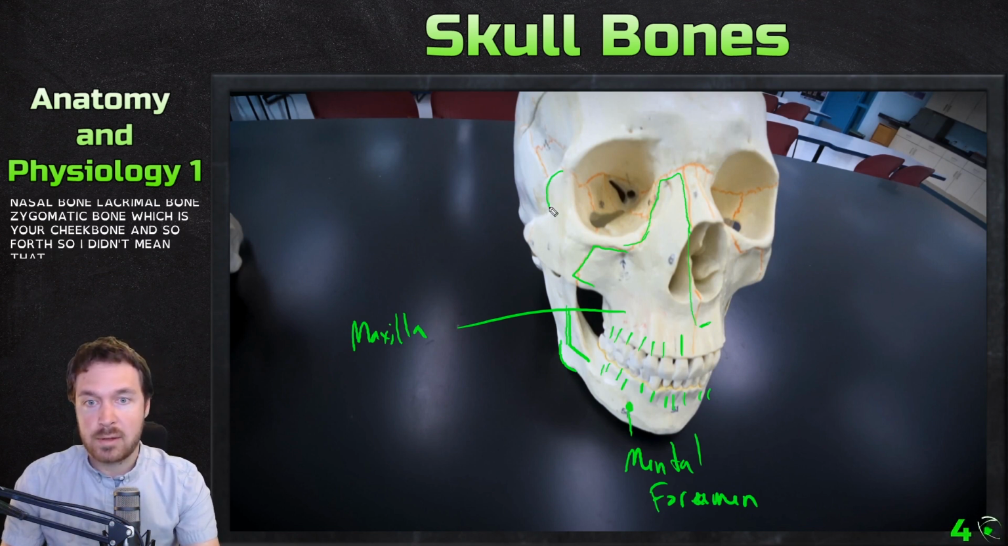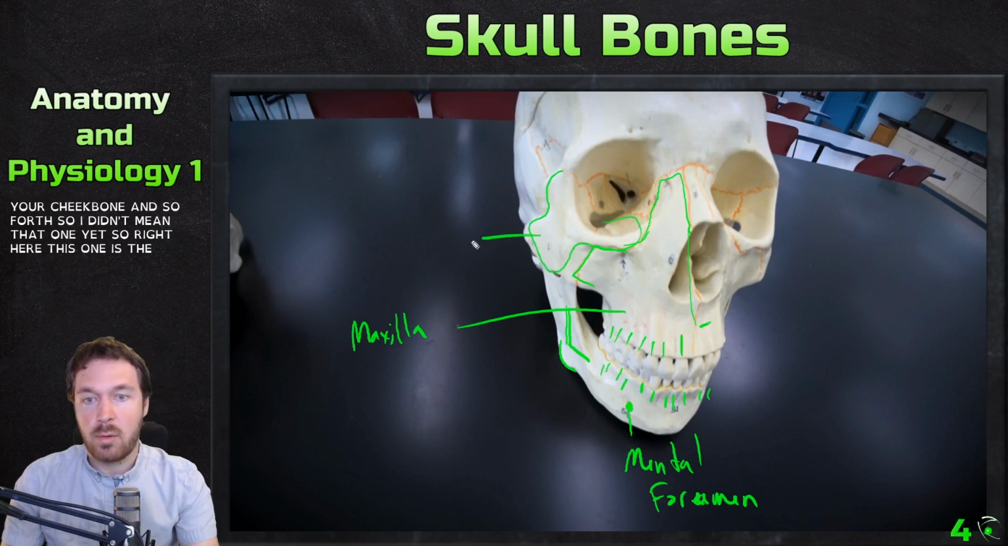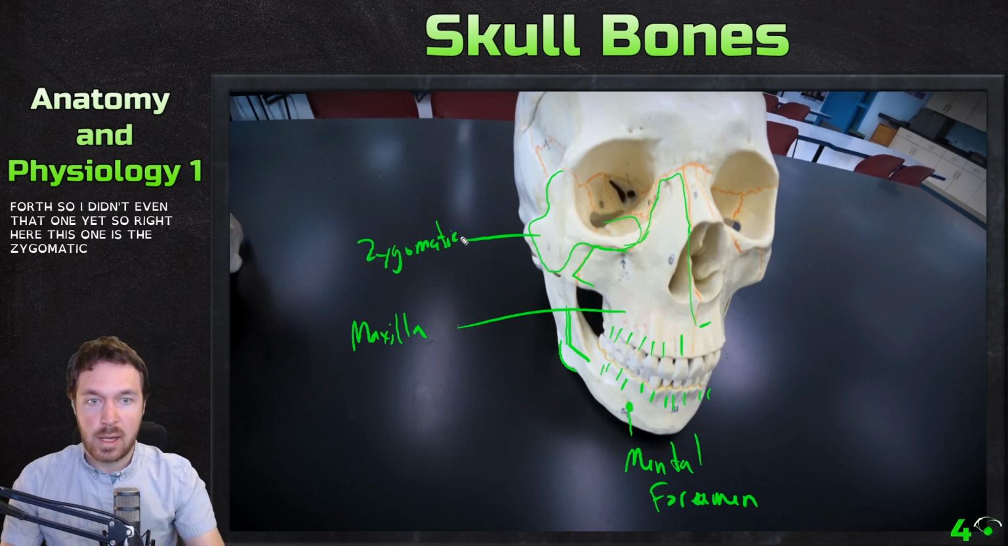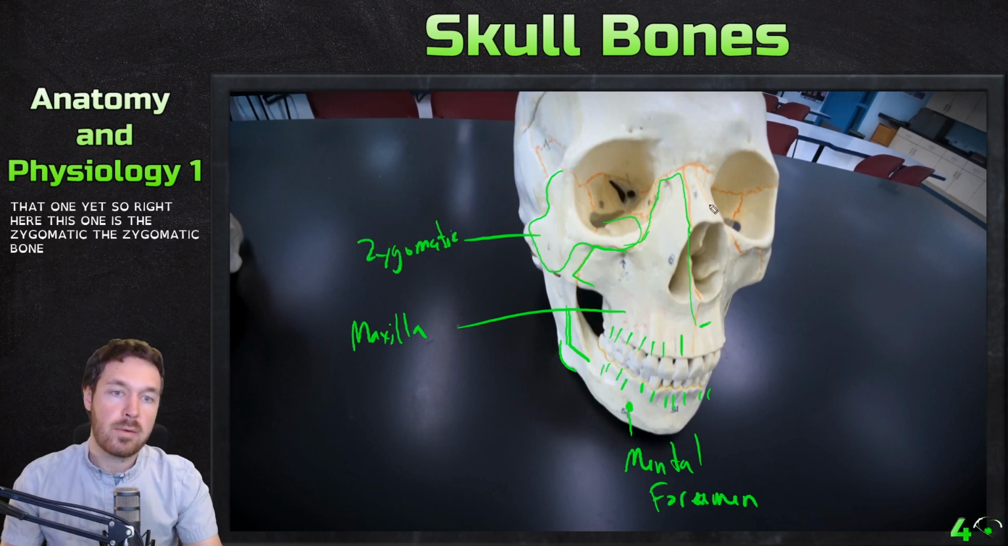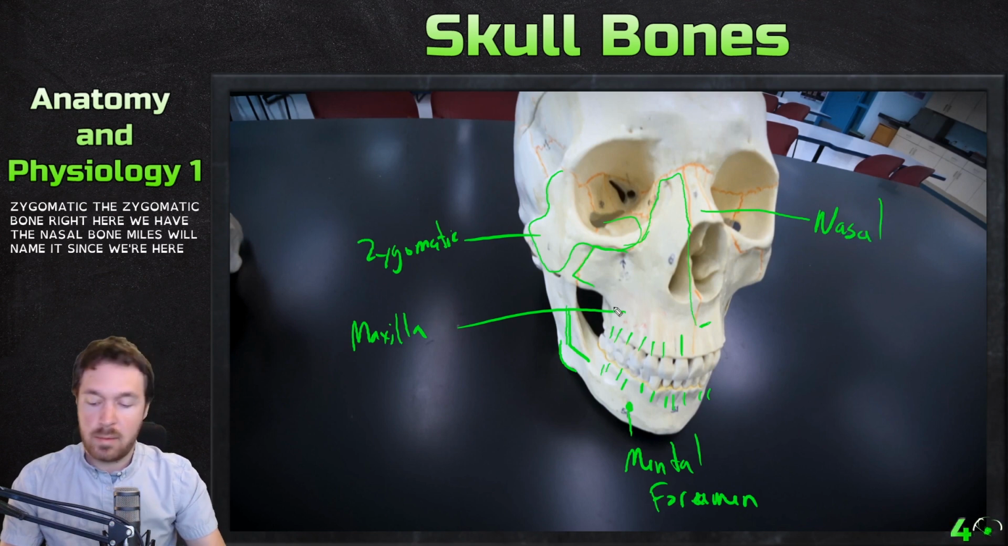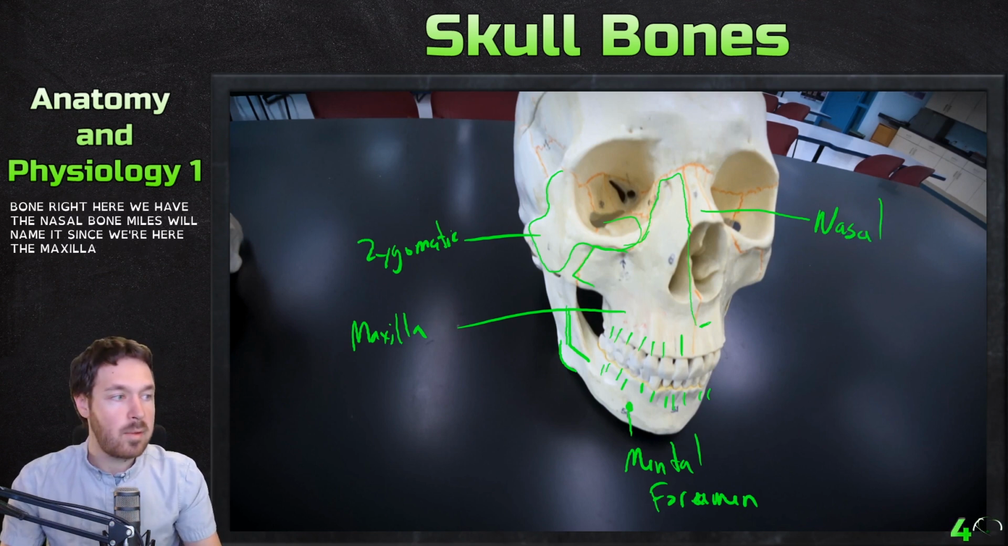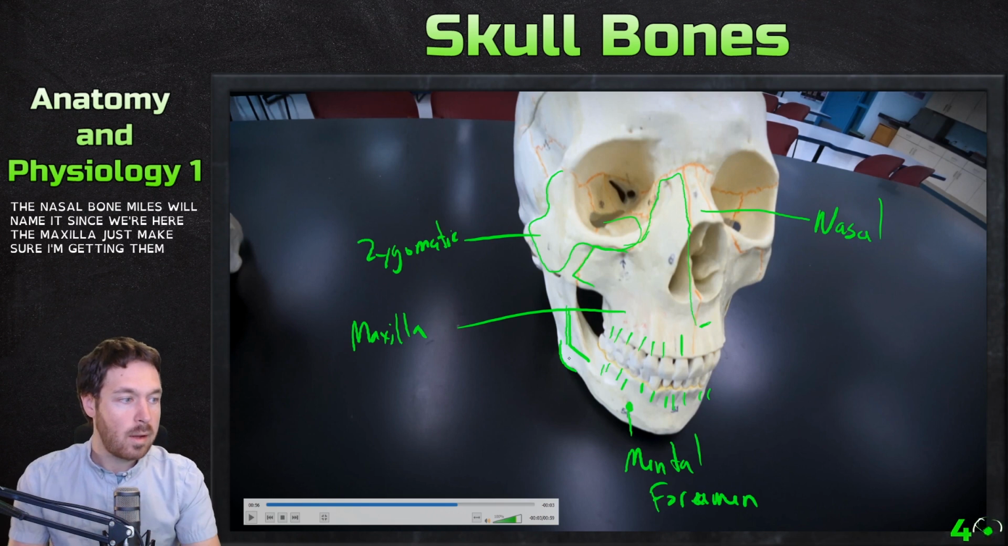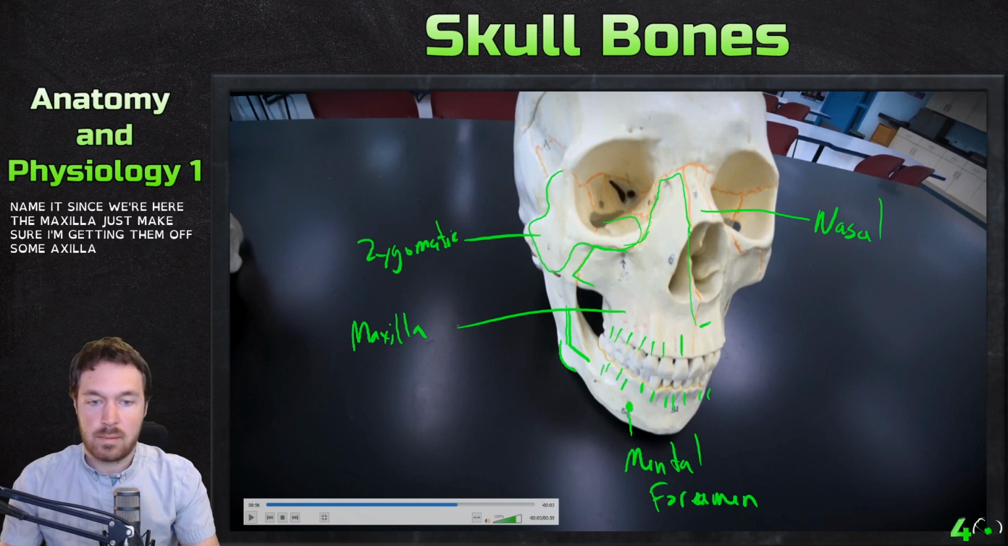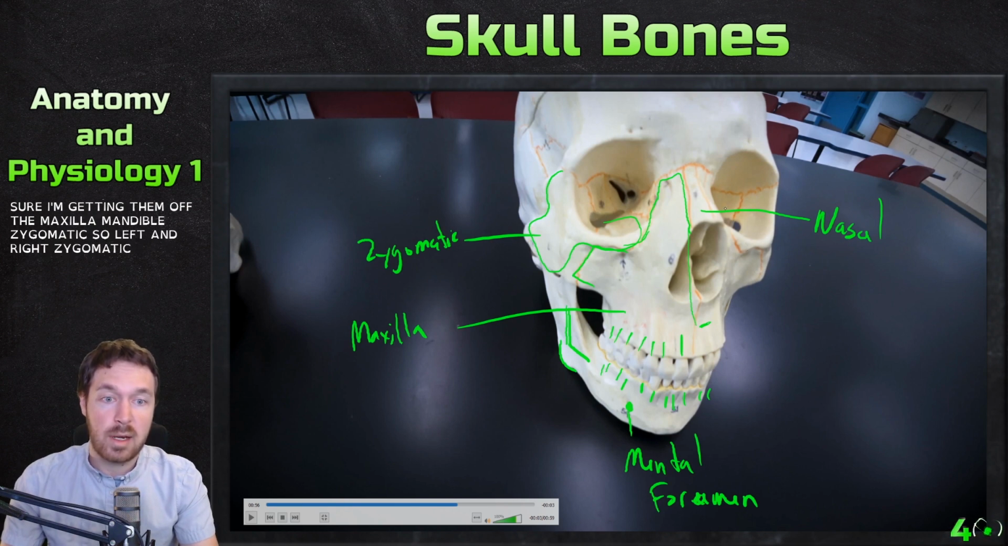I didn't name that one yet. So right here, this one is the zygomatic. So zygomatic bone. Right here, we have the nasal bone. Might as well name it since we're here. The maxilla. Let me just make sure I'm getting them all. So maxilla, we have the mandible, the zygomatic, so left and right zygomatic, a left and right nasal.